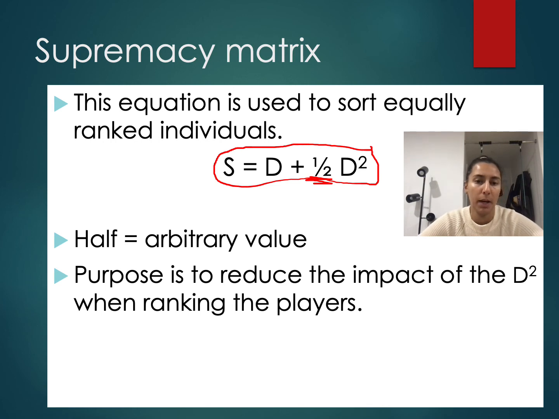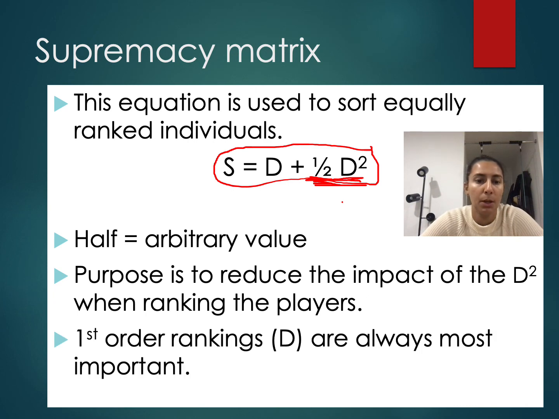but it's to reduce the impact of the D squared. So it just means that your dominance matrix is the most important one, and then we're going to use half of the D squared. So we're still going to use it to try and differentiate the players, but we're not putting as much value on D squared because D squared is an assumption. So it's to reduce the impact of D squared when ranking the players, because our first order ranking, our initial dominance matrix, is always the most important because that is the one that has come from direct data.